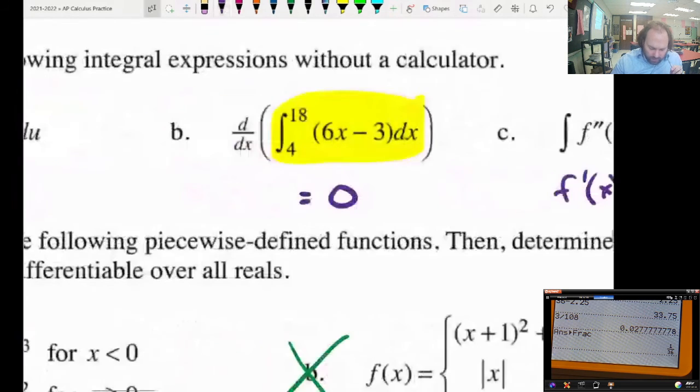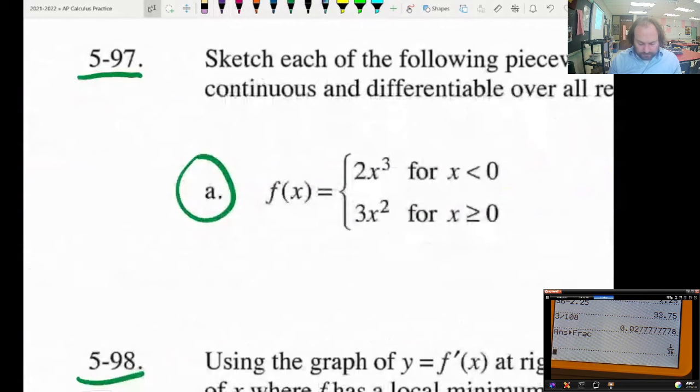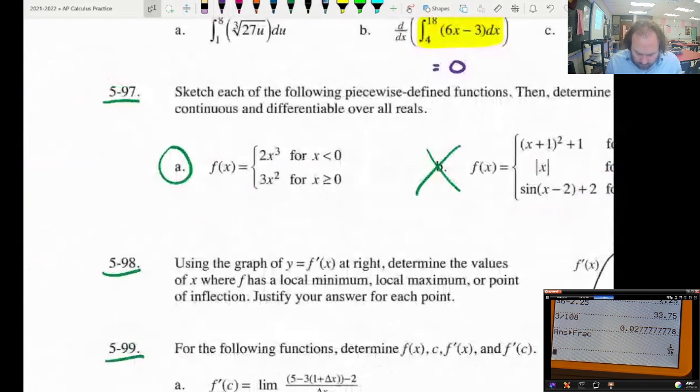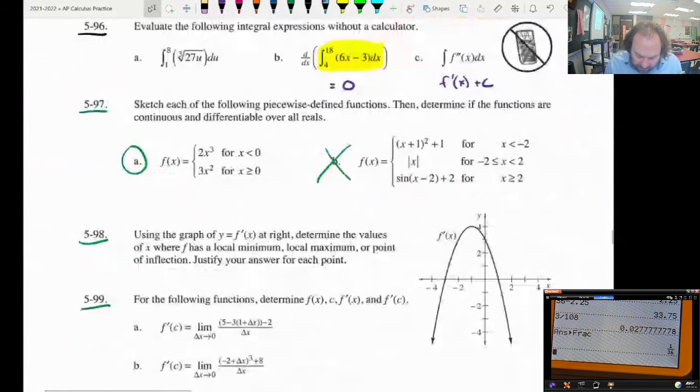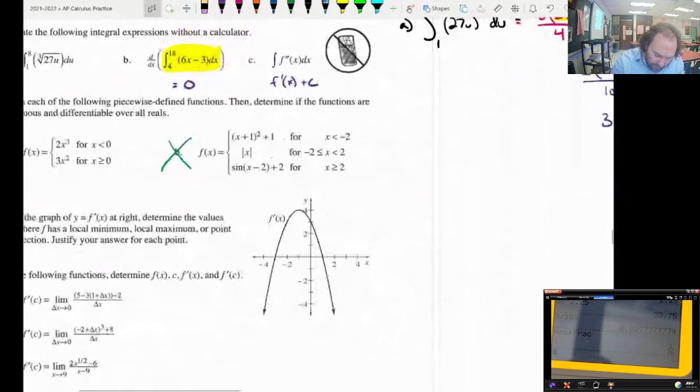Okay. Let's move on to question A on 597. 597 is actually pretty straightforward. What we're going to do is graph this piecewise defined function and determine if it's continuous and differentiable over all intervals. So let's try it. First of all, let's sketch a graph of it. This is just question A. We're not going to worry about question B, which can get a little hairy, not fun at all.